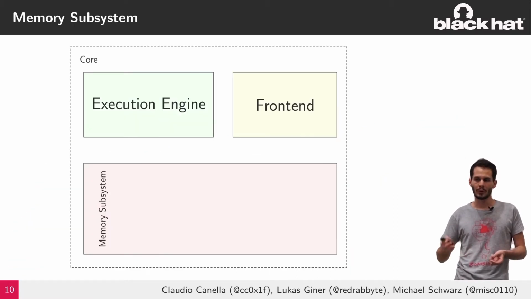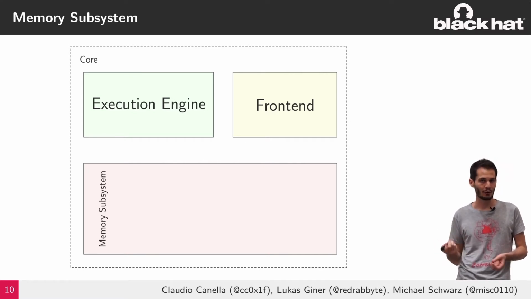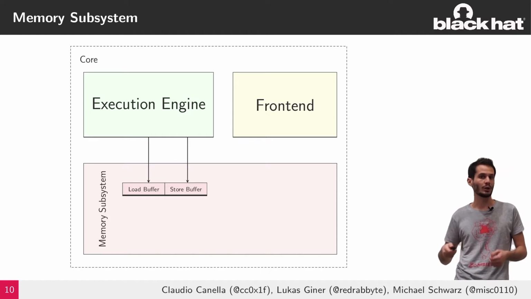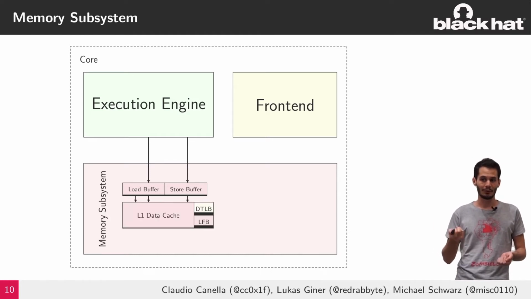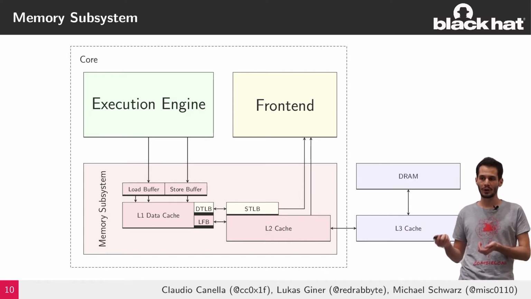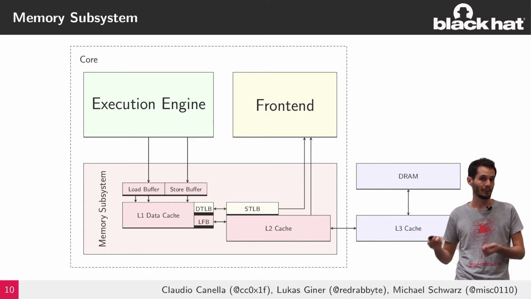So when we look at how a core is made up, we've talked a bit about the execution engine, the front end. So what's left is the memory subsystem. And so here first we have a load buffer and the store buffer connected to the load ports and the store ports in the execution engine. As a next level, we have the L1 data cache with a TLB and line fill buffer. With a second level with the L2 cache and another TLB. And then off-core, we have the L3 cache and the RAM finally.